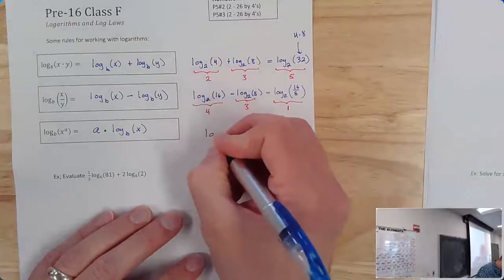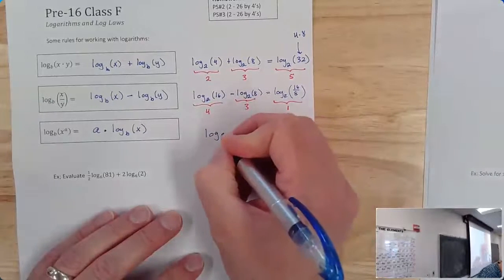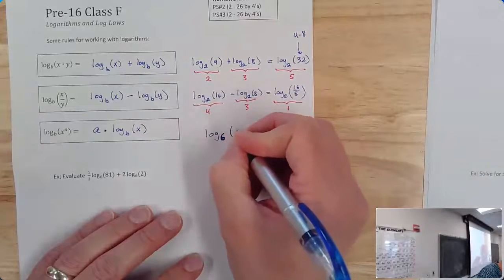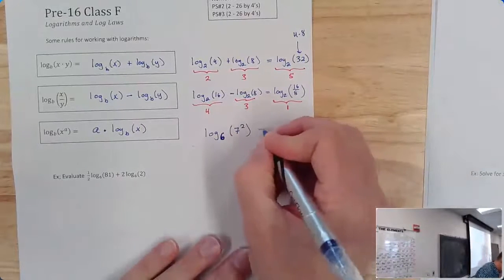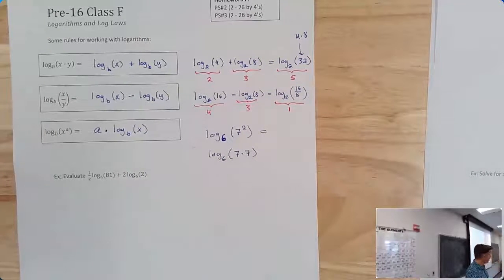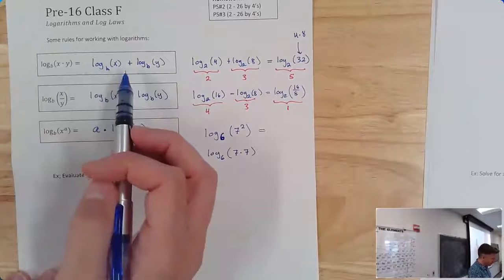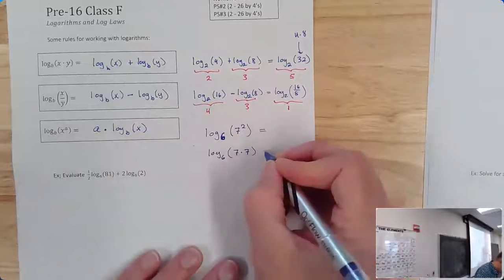Let's say we had log base b. Let's pick a real number, James. Let's say, since b kind of looks like 6, log base 6 of 7 squared. I don't know what log base 6 of 49 is. No one should really, unless you have a calculator built into your brain. But I know that 7 squared is just 7 times 7. So I'm going to rewrite this as log base 6 of 7 times 7. But then I can use the product rule for logarithms and say, log base 6 of 7 times 7 is log base 6 of 7 plus log base 6 of 7.